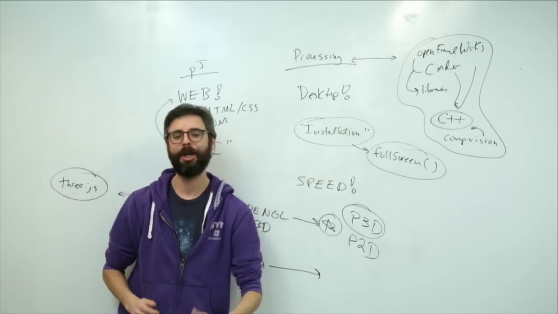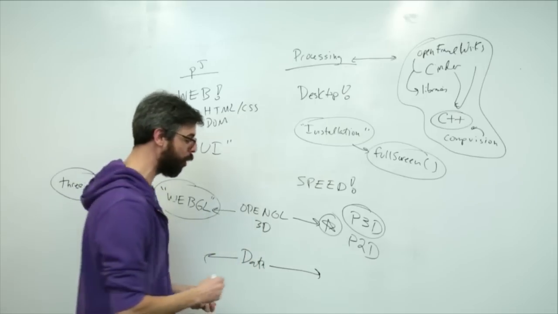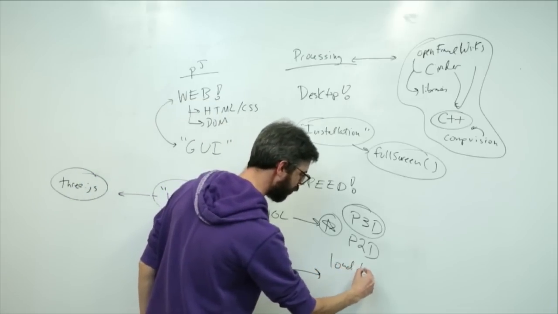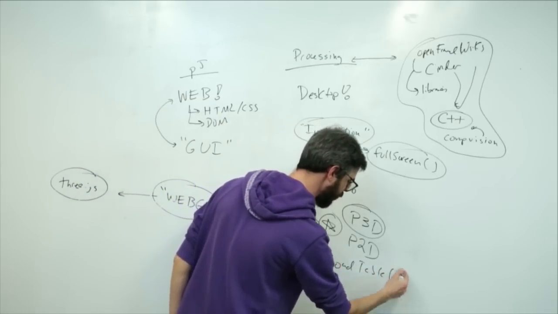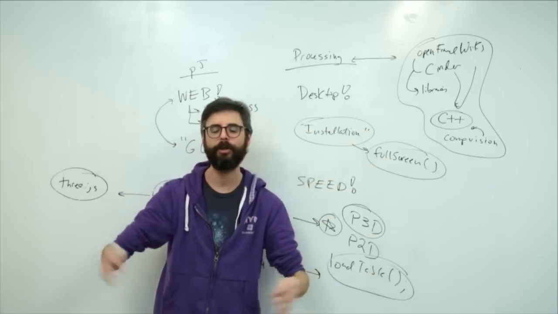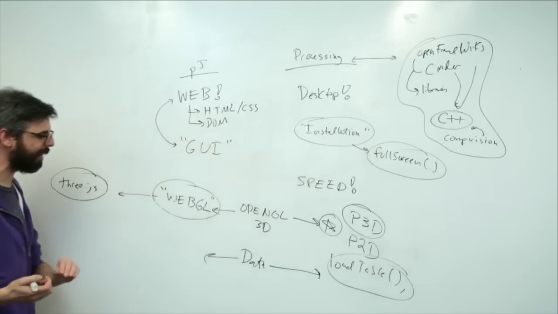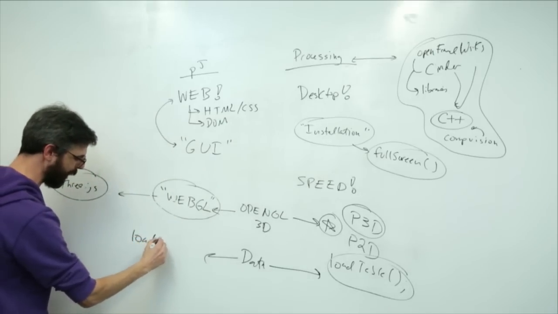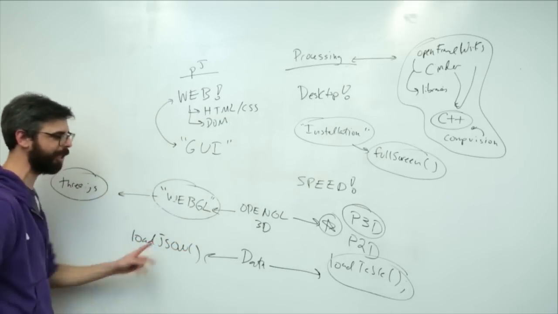working with data. So both of them have a function called load table. I'm going to write it over here. Load table allows you to load a spreadsheet and work with it in Processing to visualize or crunch numbers or do whatever. P5 also has that function, but I'm going to write over here load JSON. So both of them have load JSON and load table.